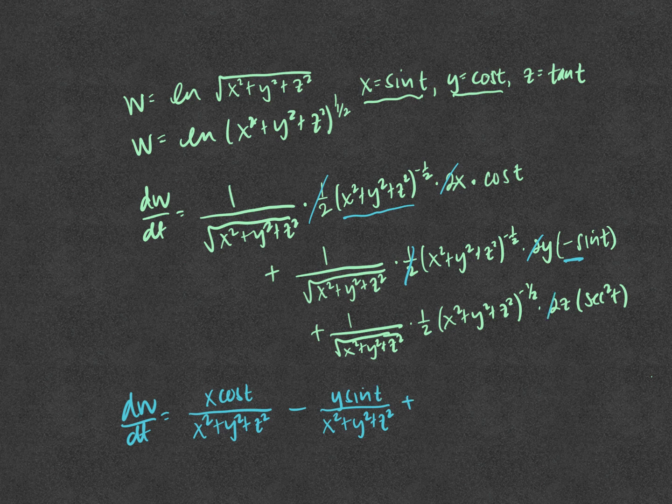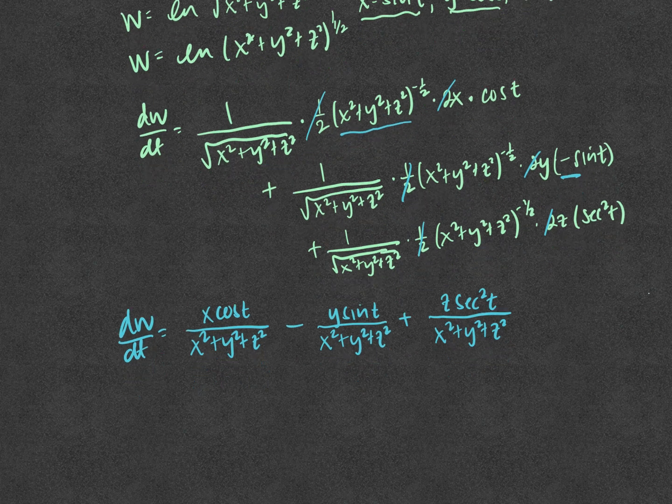plus the 2 and the 1/2 cancel. The denominator is x squared plus y squared plus z squared. And the numerator is z times secant squared t. So that's our partial derivative.